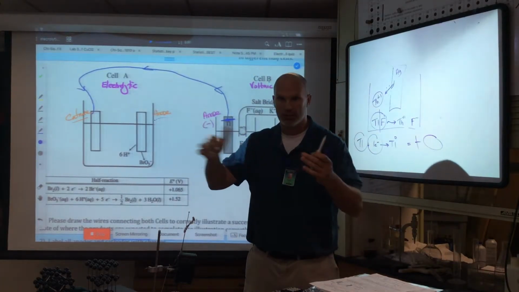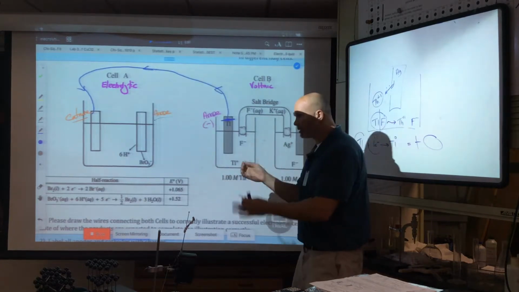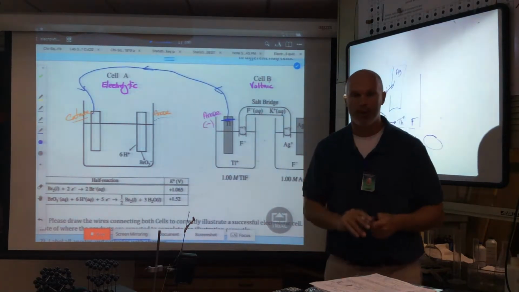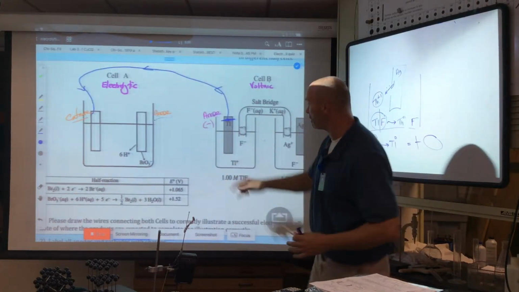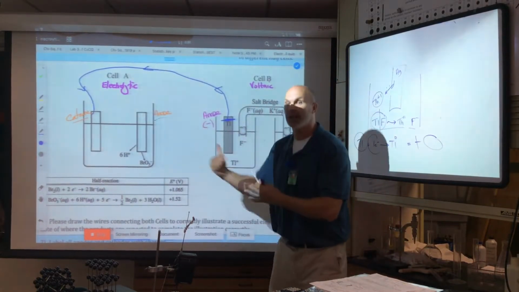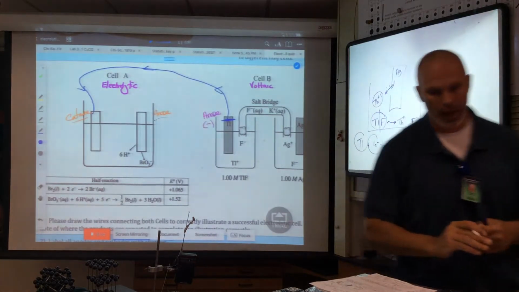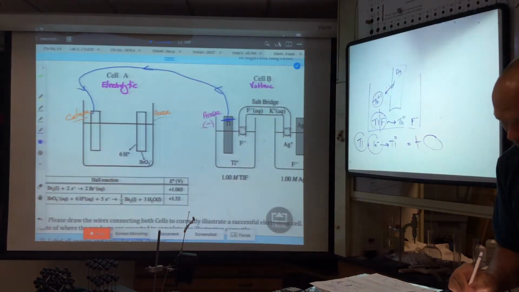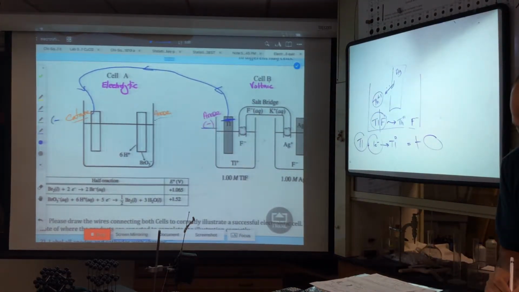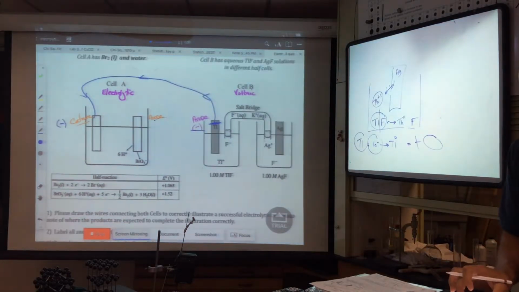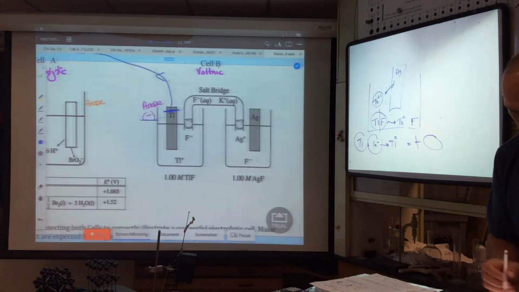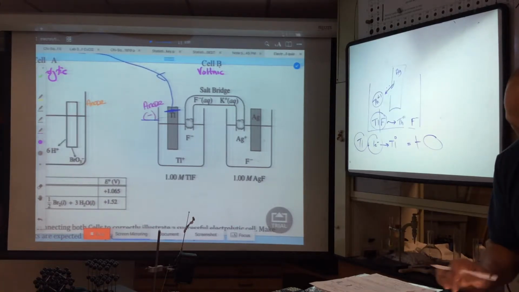So no matter what you did here, as long as I saw your anode to cathode, full credit. But if you drew electrons from cathode to anode, that makes no sense. Who produces electrons? The one that oxidizes, an ox. And by the way, if this is negative, this makes this what? Negative. Now, this must be the cathode.